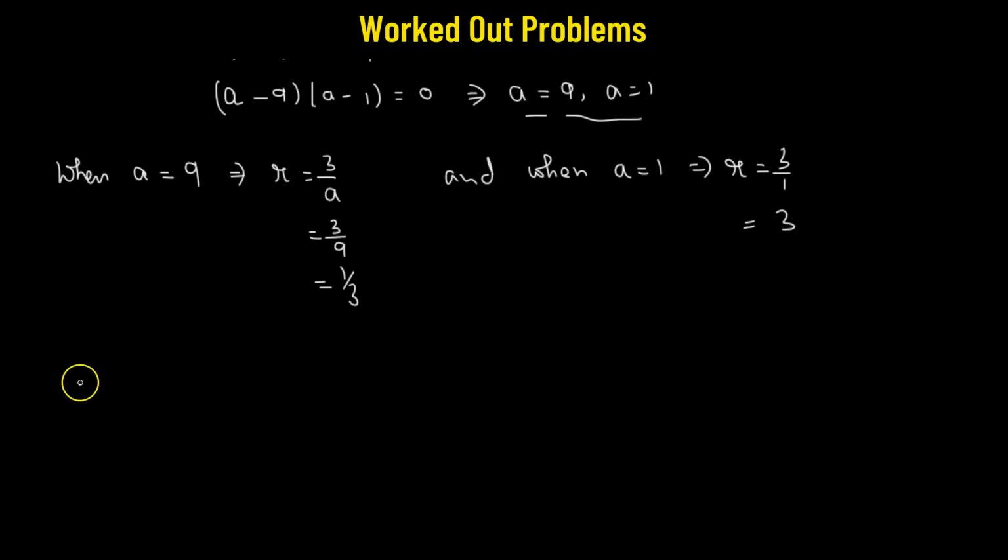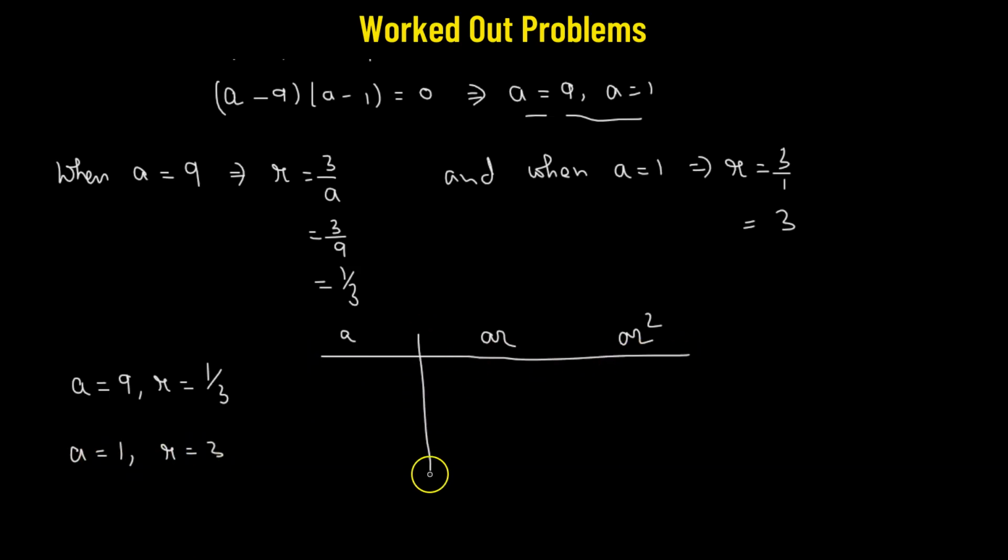So we have obtained the first term and the common ratio. So let's now find out the three numbers. Our a value is 9 and our common ratio is 1/3. So here we'll have to find out the value of a, ar and ar squared. And for the other one, we have a value equals 1 and r value equals 3. So similarly, we'll obtain these three values. So let's find them out. We have first term is a, which is 9. Then we have a times r, so 9 times 1/3 will be 3. And we have ar squared, so this is going to be equal to 1.